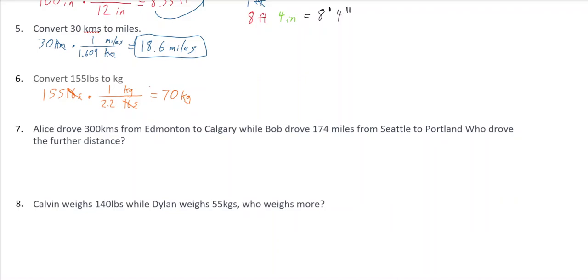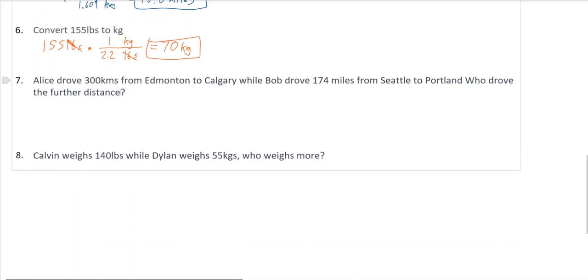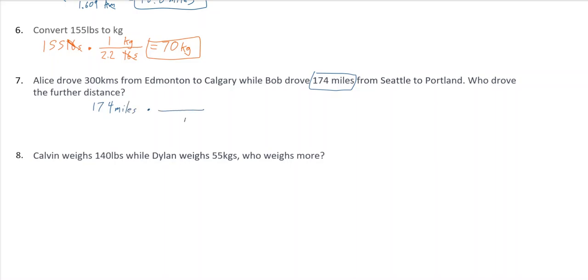Okay, now we have 2 word problems, just trying to put this into some sort of context of a question. Alice drove 300 kilometers from Edmonton to Calgary, while Bob drove 140 miles from Seattle to Portland. Who drove the further distance? So basically, this question is simply needing you to get to the same value, so both same unit. So both in kilometers or both in miles. Let's change this to kilometers because metric is the better system, as we all know. So we're going to get rid of miles by putting it on the bottom and have kilometers on top.